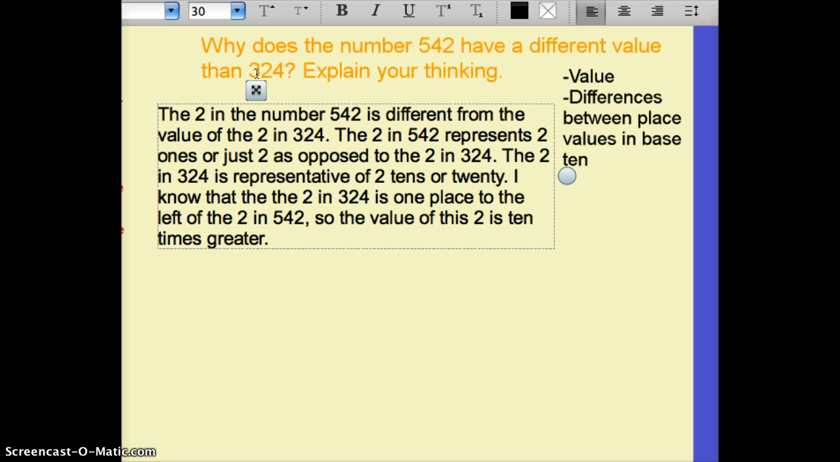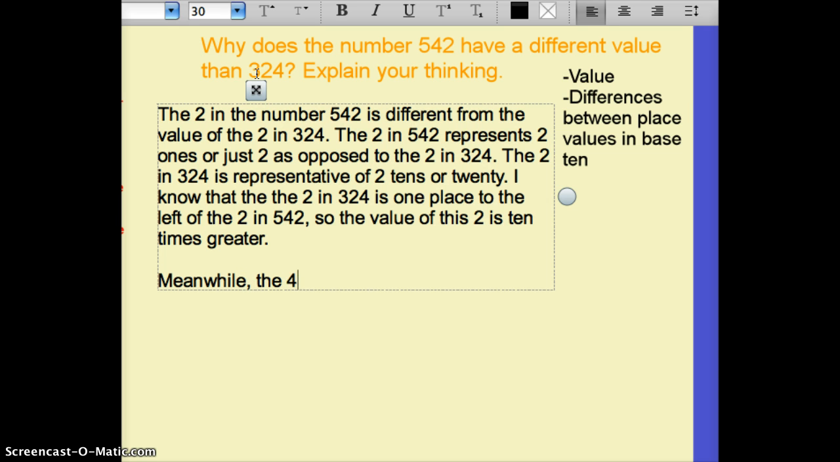So now I've talked about the differences in these values of 2. I've mentioned that the value of the 2 in 542 is just 2, and the value of the 2 in 324 is actually 20, and that value of the 2 in 324 is 10 times the value of the 2 in 542, using what I know about base 10. So at this point I might start a new paragraph and discuss something else that I notice about these numbers.